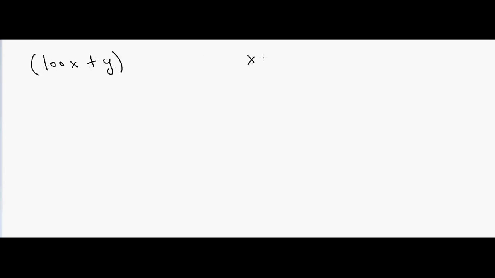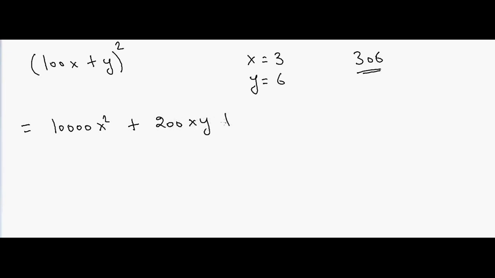So if x is equal to 3 and y is equal to 6, then it will be 306, right? Now if I need to square this number, in that case it will be equal to 10,000 x square plus 200 xy plus y square.